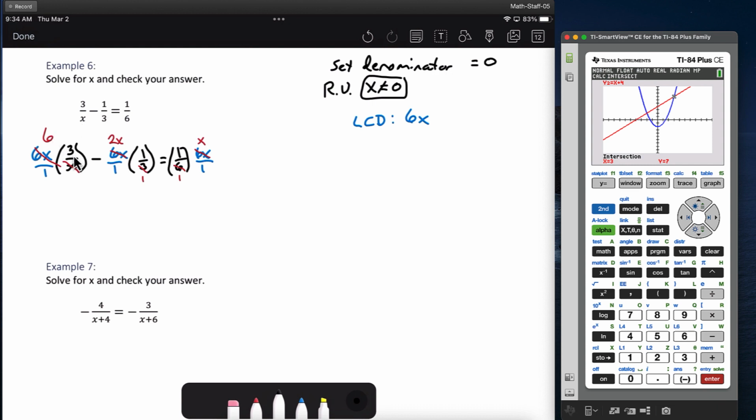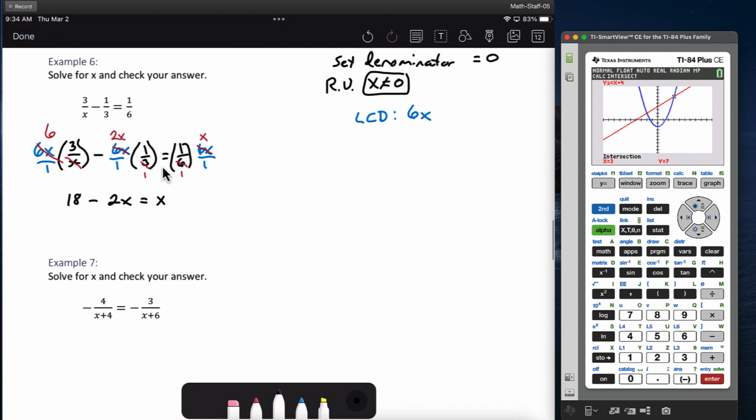6 times 3 is 18, minus 2x times 1 is 2x, equals 1 times x is x. And at this point, we have a linear equation. We've gotten rid of those nasty fractions.